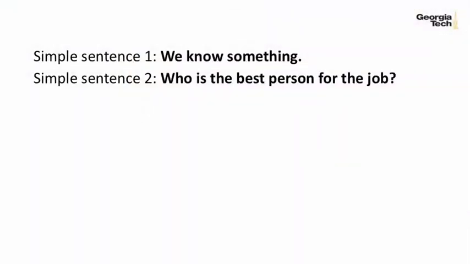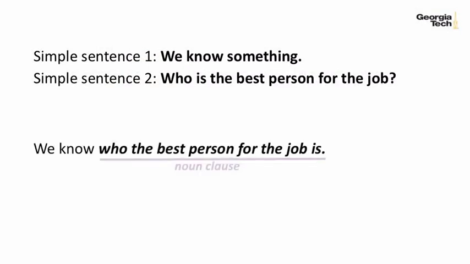Let's build the sentence with a noun clause together, and then you can try some yourself after the lesson. Here are two sentences. We know something. Who is the best person for the job? This is what the combined sentence would look like. We know who the best person for the job is. In this sentence, the noun clause is included in the sentence as an object.